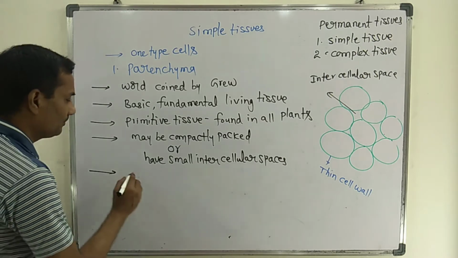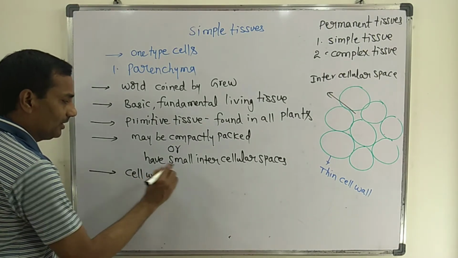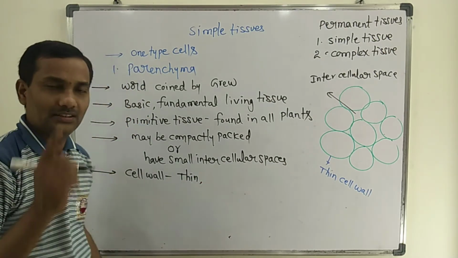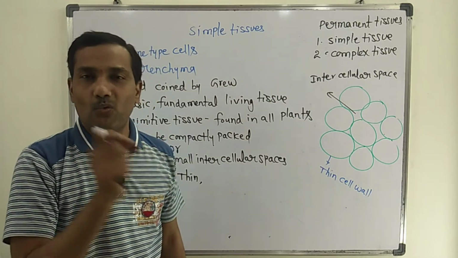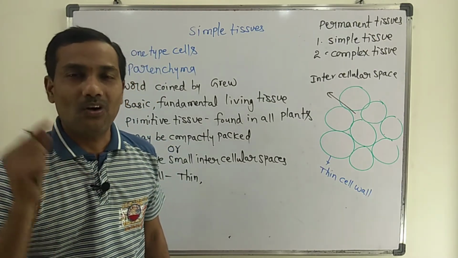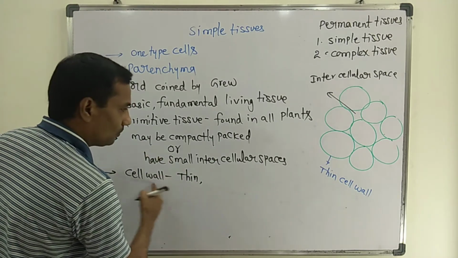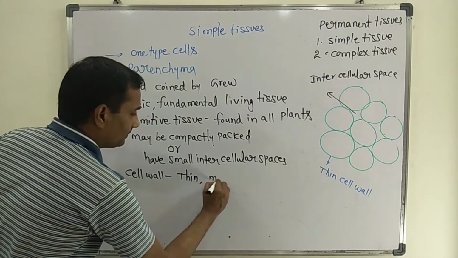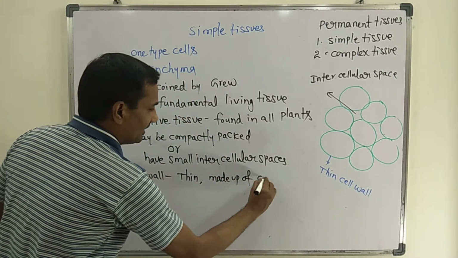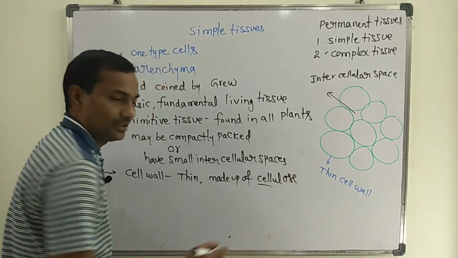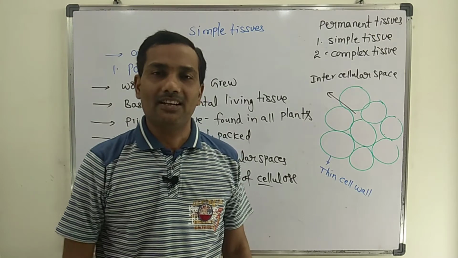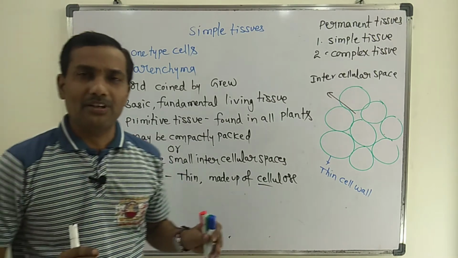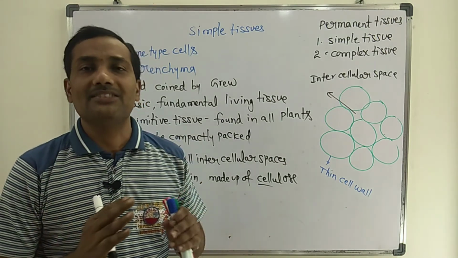The most important thing here is the nature of the cell wall: it is a thin cell wall. In addition, one more important point: the cell wall of parenchyma cells is made up of cellulose. Cellulose is found in the cell wall of the parenchyma.